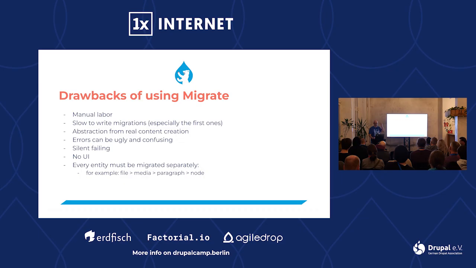I mentioned before, there's no UI to execute this. There's the migration UI, but if you use the migrations as plugins, then the UI is not available. Also, it's a bit cumbersome that you have to do all these migrations separately. So imagine that you're creating a node that has an image paragraph, then the image paragraph needs a media image item, and the media image needs a file, so you have to write 4 migrations for all of these and run them in the right order. So that can be a bit of a hassle.